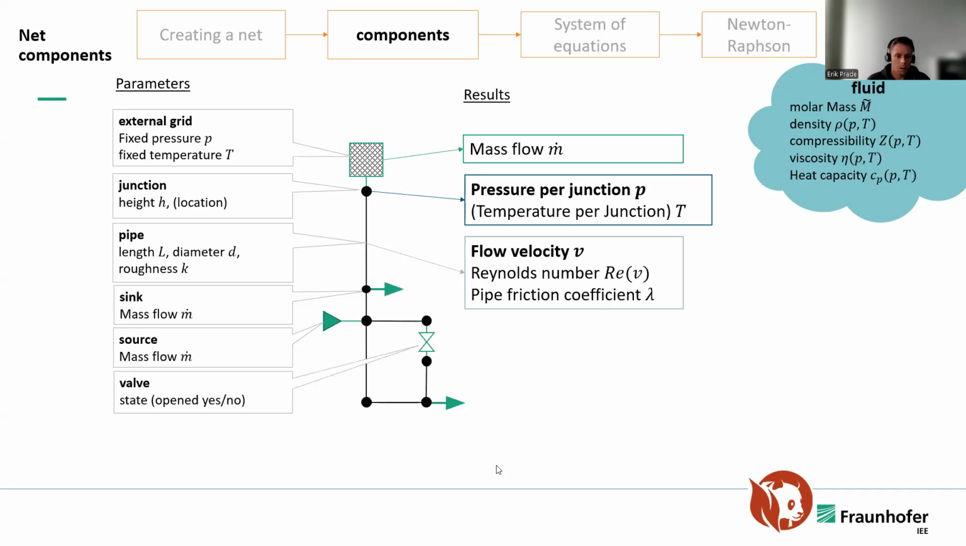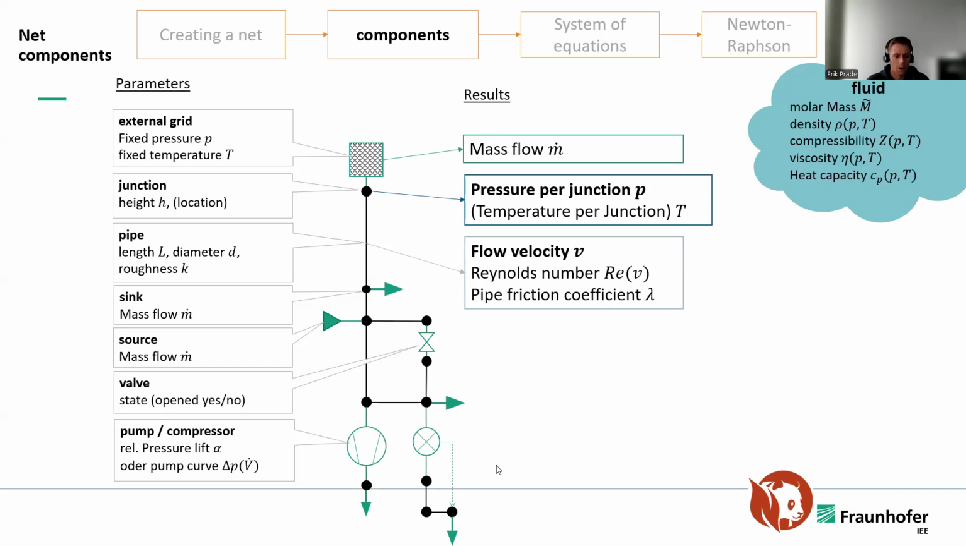And other additional components include, for example, valves, which can shut off branches or include them, and pumps or compressors, which manipulate the pressure lift between two nodes, or pressure controllers, which set a fixed pressure at a specific node.